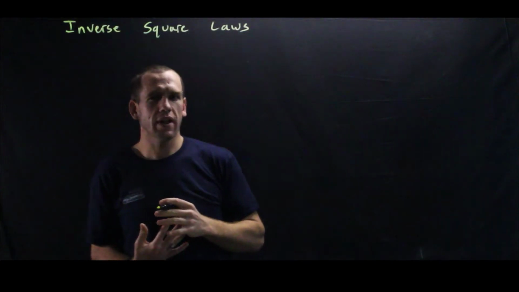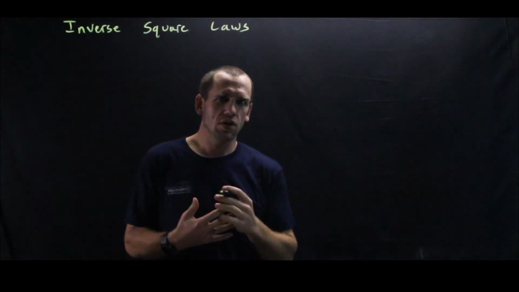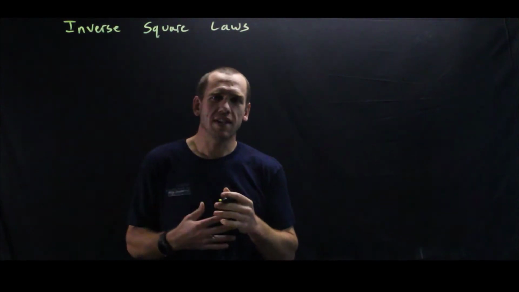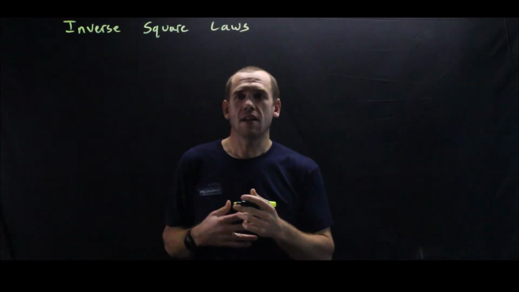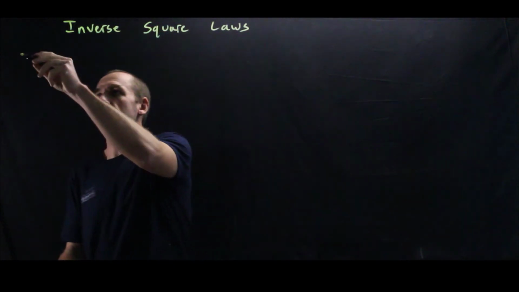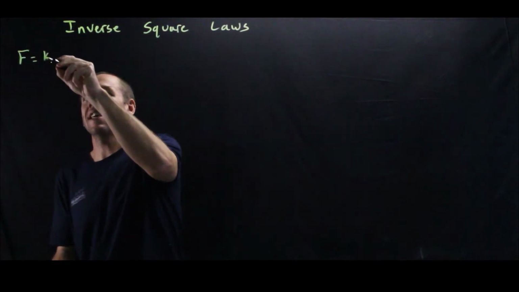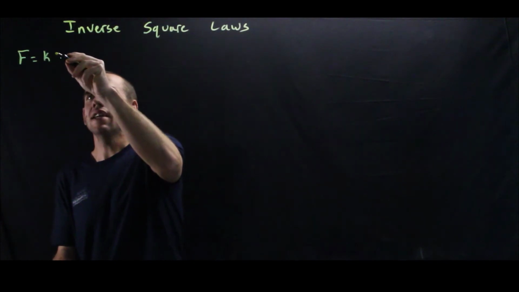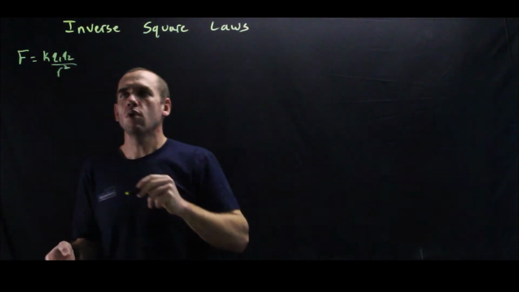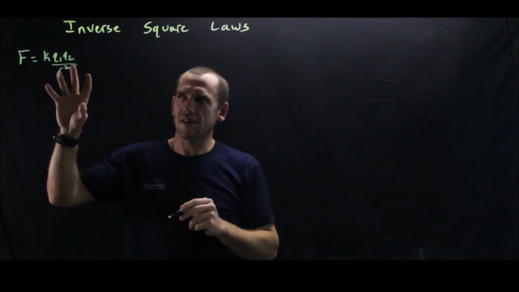In this lesson, we're going to look at how the strength of gravitational forces and electric forces change with distance and size. And these two laws are both inverse square laws, and they look a lot like each other. This is the force for a charge, and it says force equals K times Q1, Q2 over r squared, where Q1 and Q2 are the sizes of the charges.